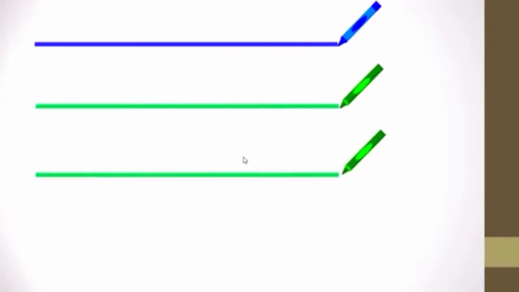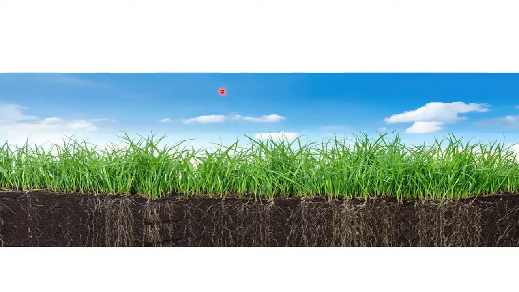Skyline, grass lines and root line. Sky is on the top, grass in the middle and roots at the bottom. Sky is blue, grass is green and roots are brown. So you can color your English lines in this way.